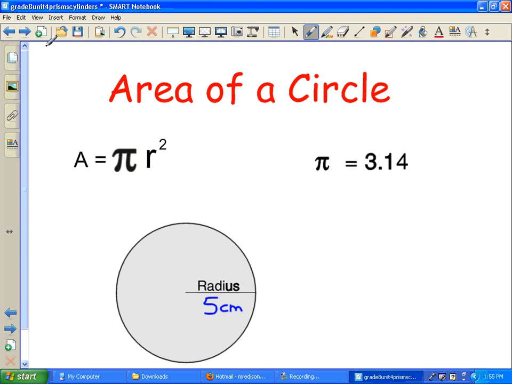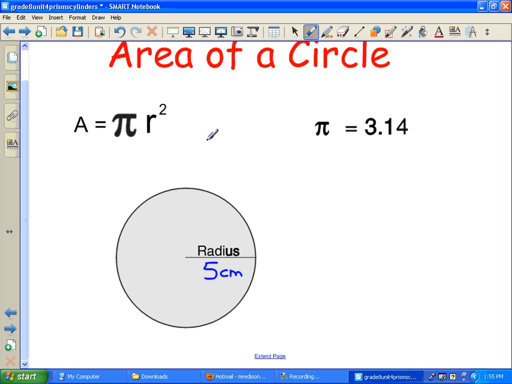So remember that one. For a circle, to find the area inside it, you've got to multiply pi, which is always the same number, 3.14, times the radius squared. So the radius in this case is 5 squared. Now if you didn't know the radius, but you were given the diameter, the whole thing across, and it was 10, then you just take half of it to get your radius. So it'll be 10 divided by 2 is 5.